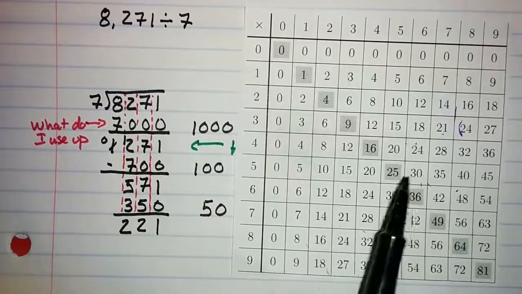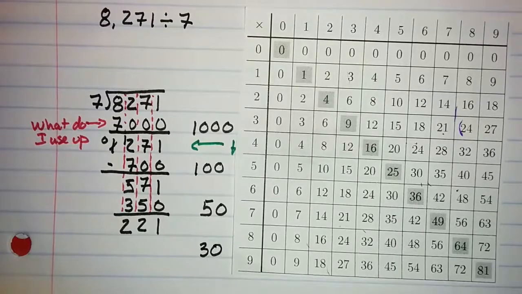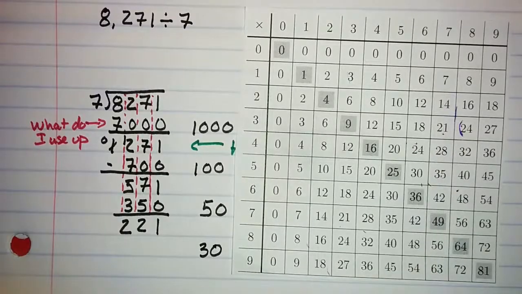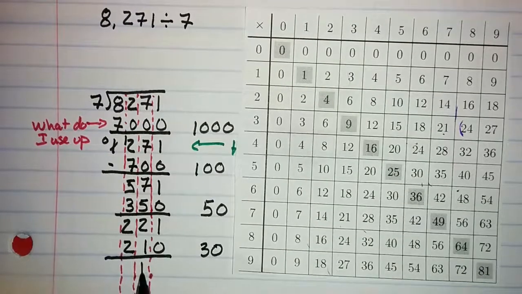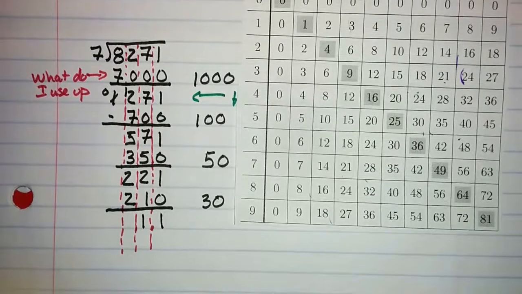I think I could still maybe make another 30 groups of 7. What's 30 groups of 7? Well, it's 3 times 7, which is 21, with a 0 on the end. Subtract again. And now I see I only have 11 things left.